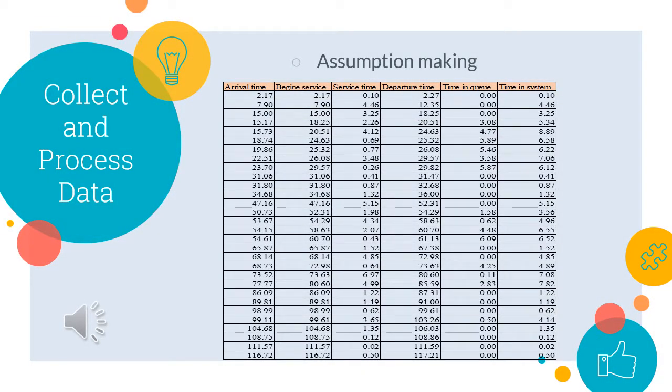And in assumption making, we have 30 data of arrival time, begin service, service time, departure time, time in queue, and the last is time in system.